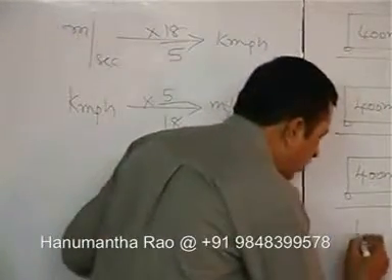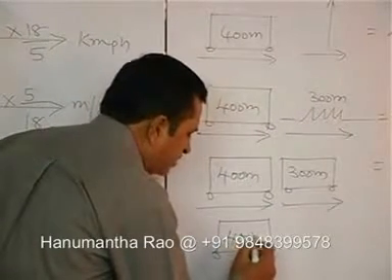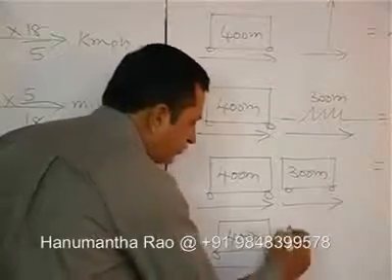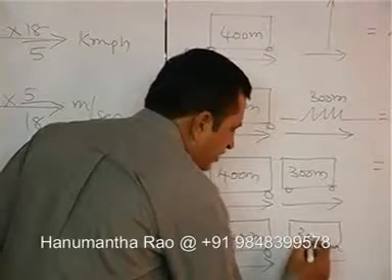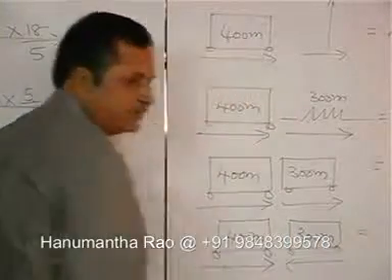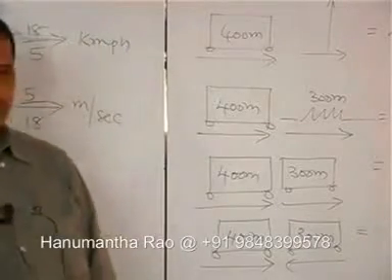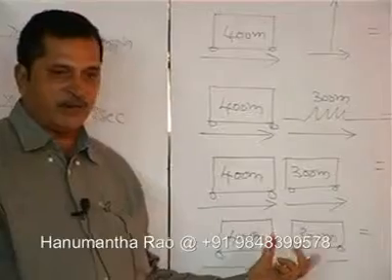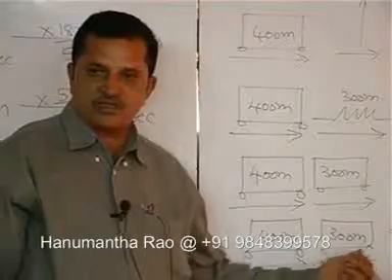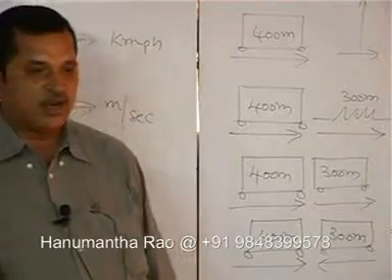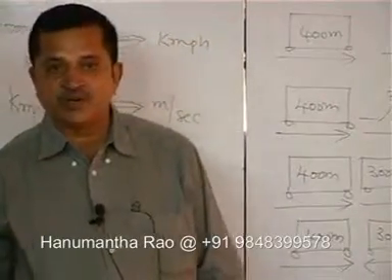Suppose one train is having a length of 400 meters, and another train of length 300 meters is coming in the opposite direction. If they are traveling in the opposite direction, at one point or another they both will cross each other, isn't it? So if this train has to cross the other train, what is the total distance that it has to travel? What is the total distance?